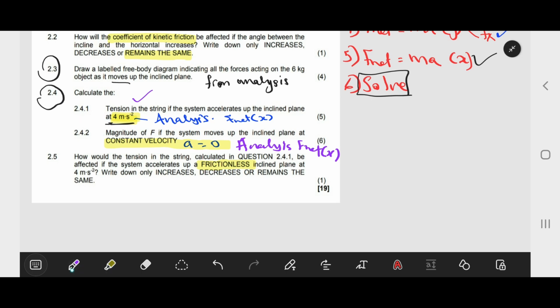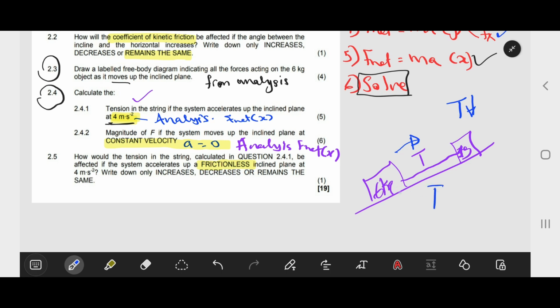So now I want us to note that with the tension, we have the 6 kg, and we have the 3 kg up here, and we have tension right there. So remember, this tension is pulling up the 6 kg. If it is easier to pull up the 6 kg, then the tension would be low. But if it is more difficult to pull up the 6 kg, then tension would be high. So remember, initially there was friction.